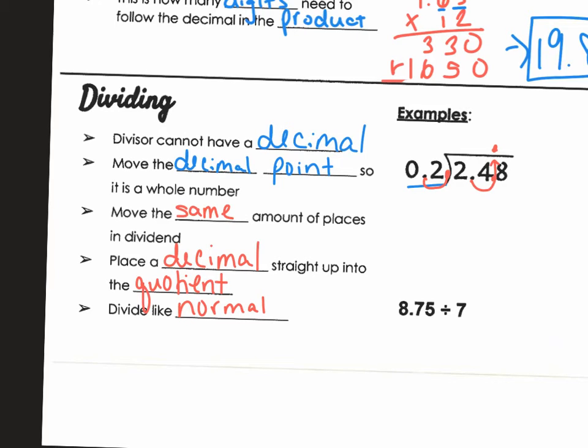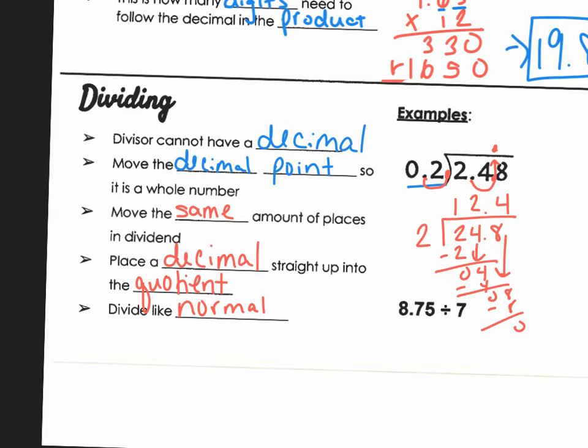So what I have now, instead of 0.2 divided into 2.48, this actually ends up being 2 divided into 24.8. So 2 can go into 2 once. Bring down your 4. 2 can go into 4 twice. And 2 can go into 8 4 times. So whether it was the decimal number or whether it was the whole number version, 12.4 would still be your answer. And you can check that by doing 12.4 times 0.2, and you'll get 2.48, or 12.4 times 2, you'll get 24.8. Either way, the 12.4 is the answer.